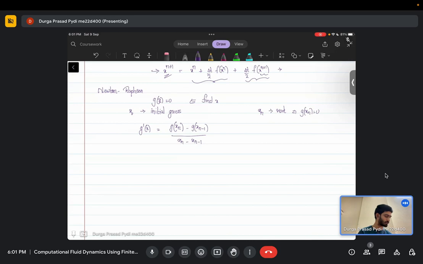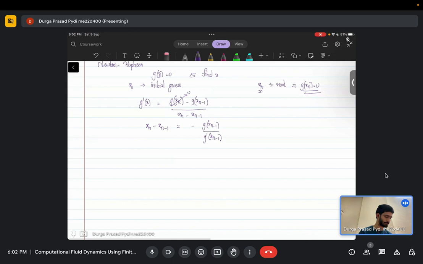So what we are saying now, at the value of xn you have g of xn equal to 0, so this term will go to 0. From this you can write xn in terms of xn minus 1: xn equals xn minus 1 minus g of xn minus 1 by g prime, the derivative of g of x at xn minus 1.